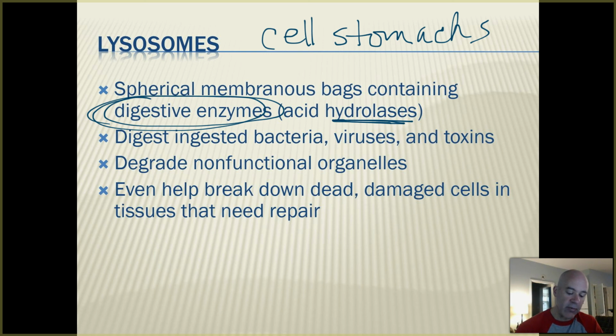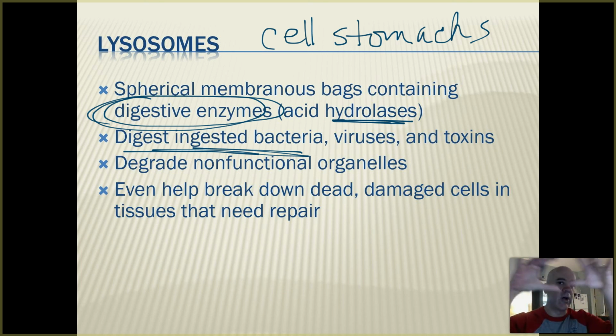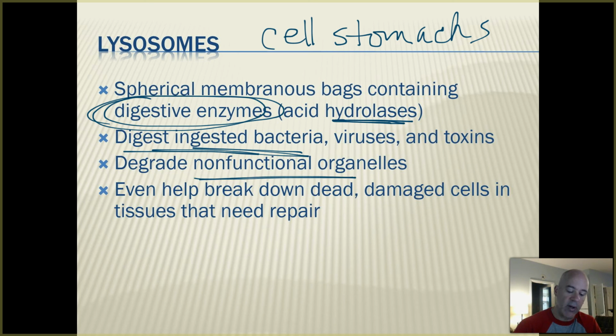Lysosomes in some cell types are involved in digesting bacteria and viruses and toxins. Remember, we talked about phagocytosis, where you might have a white blood cell that engulfs a bacterium or a virus and takes it in. Well, once that happens, the lysosomes are going to dump all these digestive enzymes in there and break down that poor little bacterium or virus that was ingested. Lysosomes, these cell stomachs with all these digestive enzymes, even have to break down worn out cell parts, non-functional organelles, so that they can be replaced.